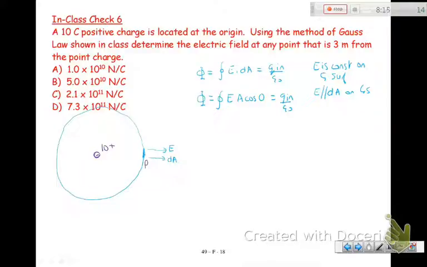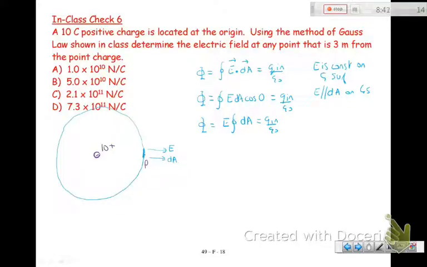I just basically wrote this out in longhand, rather than having the dot product of two vectors. I wrote it out longhand: magnitude, magnitude, the angle between. And then I say, oh, and E is constant, so flux is equal to E times the surface integral of dA. I'm sorry, that should be a dA, which equals Q in over epsilon naught.